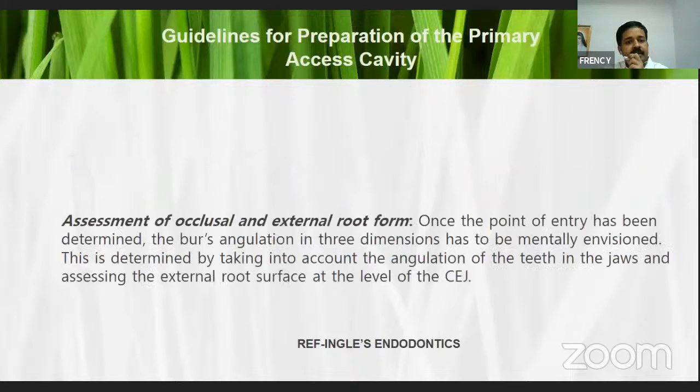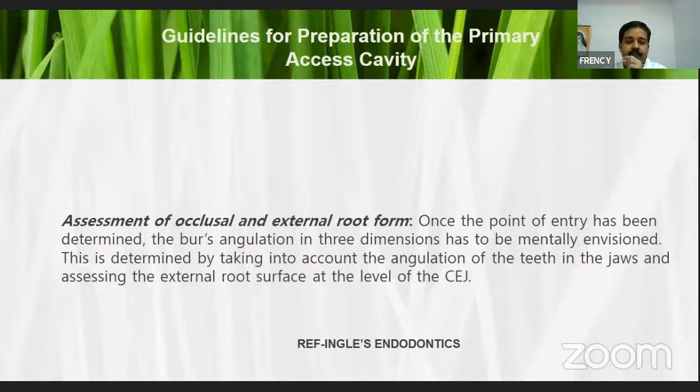Then assessment of the occlusal and external form. Once the point of entry has been determined, the bur angulation in three dimensions has to be mentally envisioned. Sometimes a tooth may have some lingual tilt or distal inclination, or there may be severe tapering towards the gingival part. So all these things have to be taken care of. This is determined by taking into account the angulation of the teeth in the jaw and assessing the external root surface at the level of the CEJ.